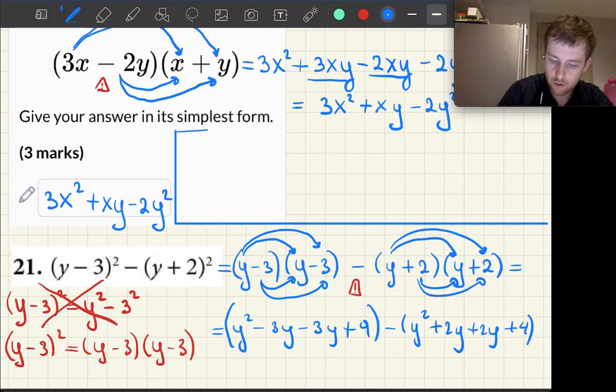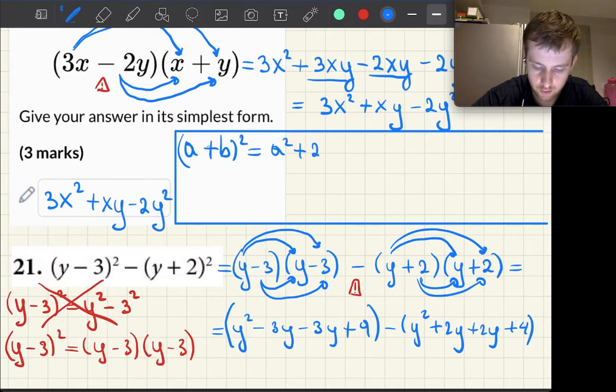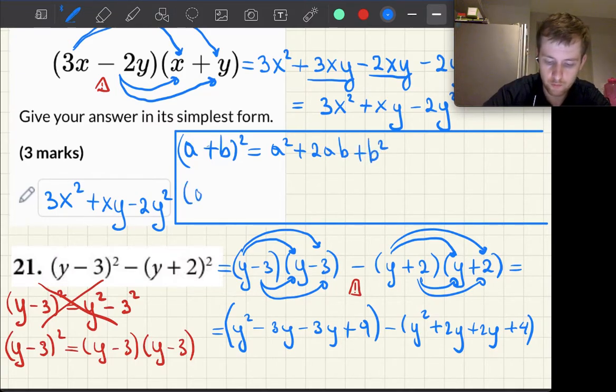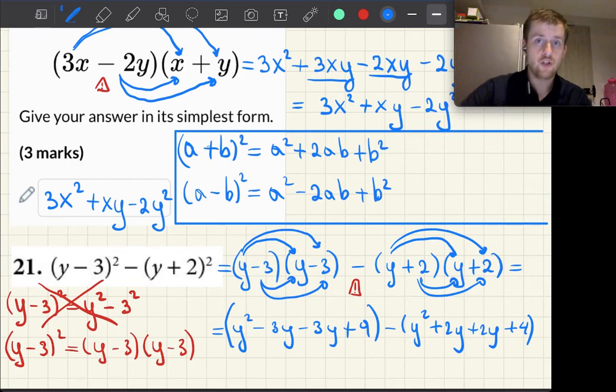I will just quickly show it to you. Again, it's not really a part of the curriculum, but I think it's good to know. A plus b squared is equal to a squared plus 2ab plus b squared, and also a minus b squared equals a squared minus 2ab plus b squared. So when we have an expression squared and it's a sum or a difference of two numbers, that's how you can quickly figure it out.